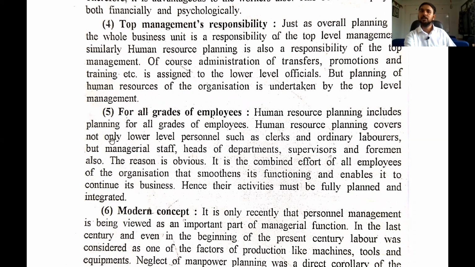Human resource planning covers not only lower level personnel such as clerks and ordinary laborers, but managerial staff, heads of the department, supervisors, and foremen also. The reason is obvious. It is the combined effort of all the employees of the organization that smoothens its functioning and enables it to continue its business. Hence, their activity must be fully planned and integrated. So, guys, when we are doing human resource planning, it is not that we are planning only for the bottom level employees, but we also need to consider the middle level employees. We also need to consider the top level employees in the planning.